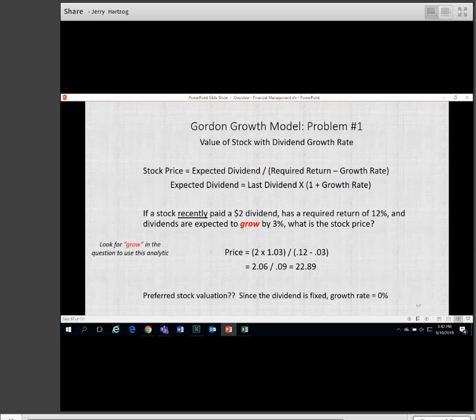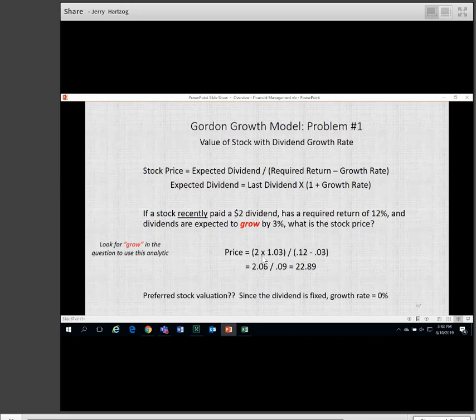Let's look at problem number 1. If a stock recently paid a dividend of $2, has a required return of 12%, and dividends are expected to grow by 3%, what's the stock price? Well, first key is look for grow in the question. If you see the word grow or growth, that's the Gordon growth model. Now, second thing to be careful about is it expected to pay a dividend or is it recently paid? Well, it recently paid a $2 dividend. Well, what's the next dividend? Well, the next dividend is going to be 3% higher. That's what we're assuming. It increases by 3% a year.